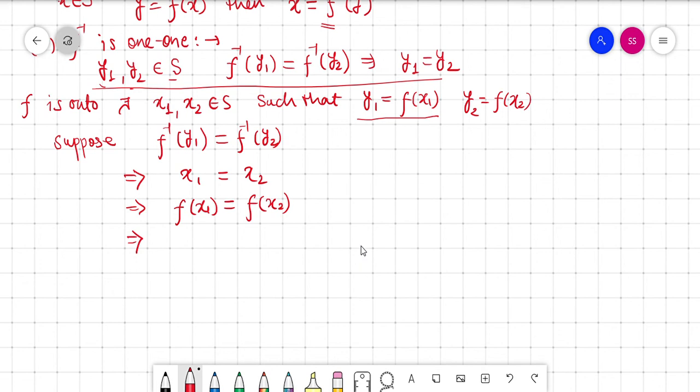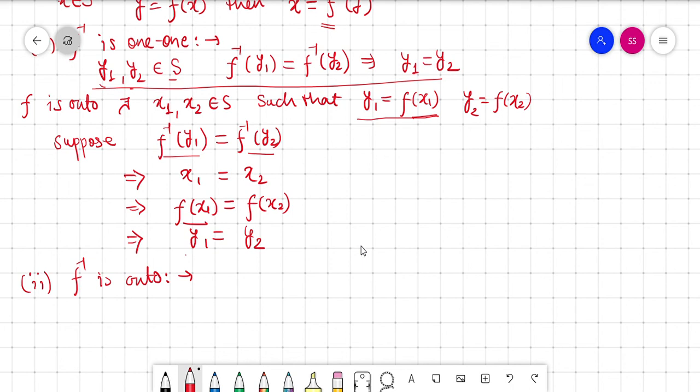Okay? So what is f of x1? It is nothing but y1, and what is f of x2? It is y2. So what have we shown? We have shown that if f inverse y1 is equal to f inverse y2, then y1 and y2 must be equal, and that is exactly what we want to show. So thus we have shown that f inverse is 1-1. Now let us come to the second one. F inverse is onto. How will you show it? Again, the answer is simple.